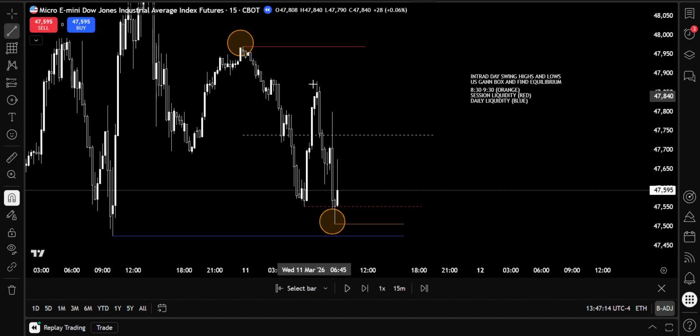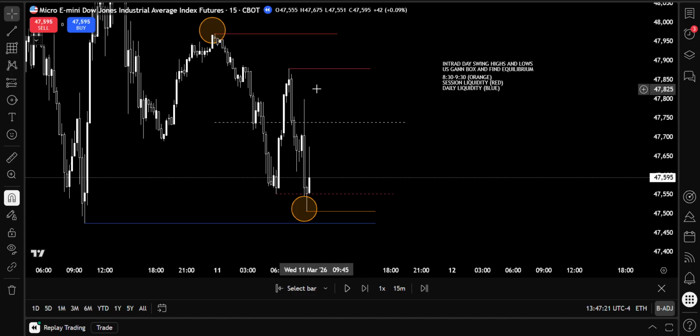Okay, before I get to that part, you can mark this out as a London high, as session liquidity, right? You can mark that out, but me, I go for the 2 a.m. to 5 a.m. kill zone. Technically, the London session is from 3 to 8.